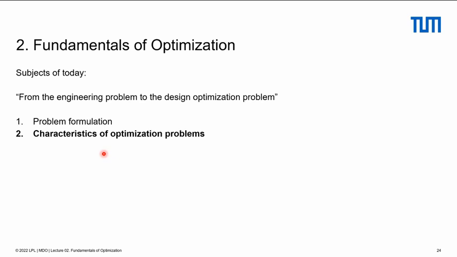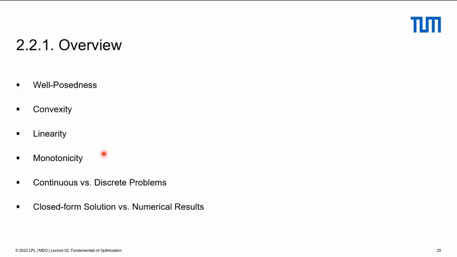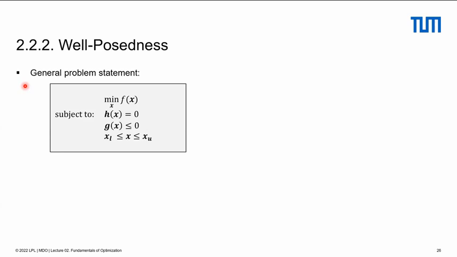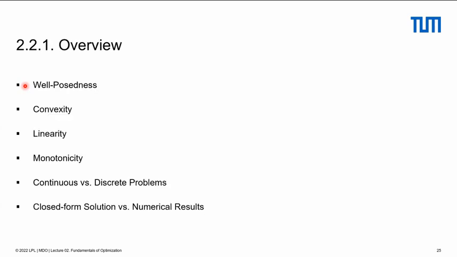So now let's look at typical optimization problems. We like to categorize optimization problems according to these notions, and they will help us to choose an appropriate optimization algorithm, or they just help us to understand what we can expect from a solution or not.